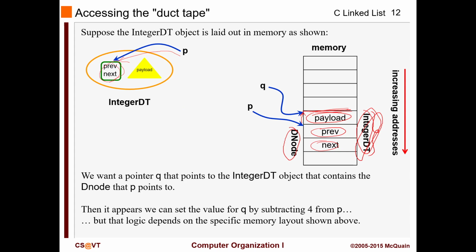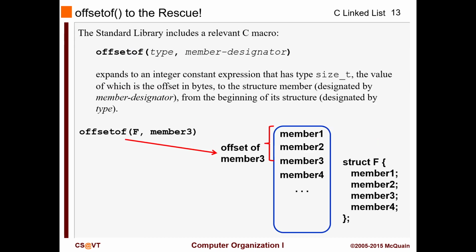Usually, in this case, if payload is an integer, we can just do -4 or something like that. But what if you're using a double type? Or what if it was a character type? If it was a character type, it should be just -1. If it's a double type, it should be -8. So how do we make it dynamic? To make it dynamic, we have another function, which is offsetof. Okay, it's a standard library. The standard library includes a relevant C macro, offsetof.